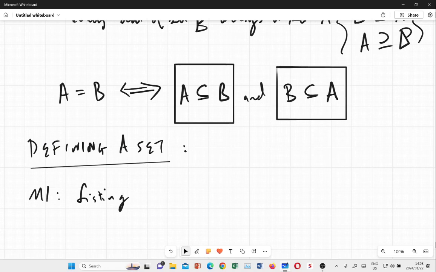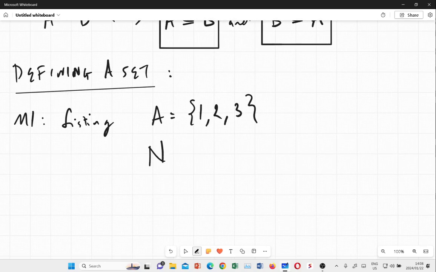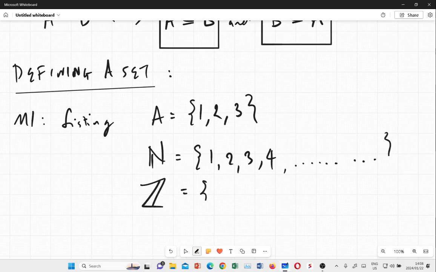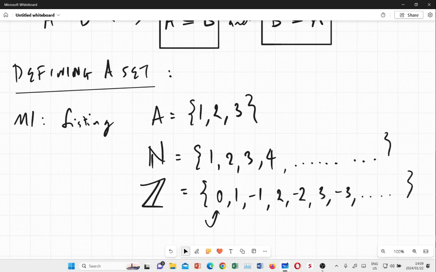So let's say A is the set of the first three counting numbers. Then we just list them out: 1, 2, and 3, okay? Likewise, the set of all natural numbers is all the counting numbers, so it's 1, 2, 3, 4, and so on. The set of all integers includes 0, 1 and minus 1, 2 and minus 2, 3 and minus 3, and so on. So listing is a way in which we can define a set, okay?